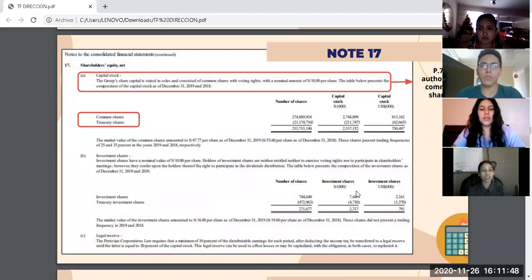About this, the authorized common shares must also be revealed in the notes or in some financial statements. Buenaventura complies with this since it presents the number of shares with their unit cost in note 17.